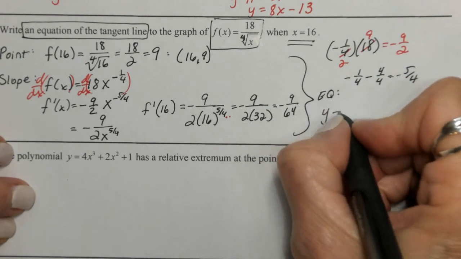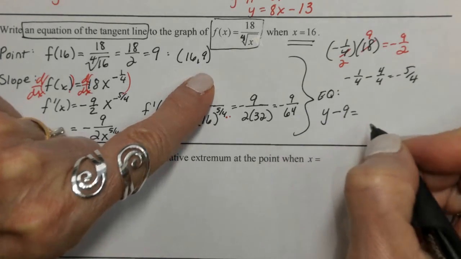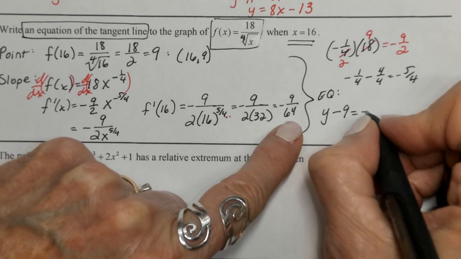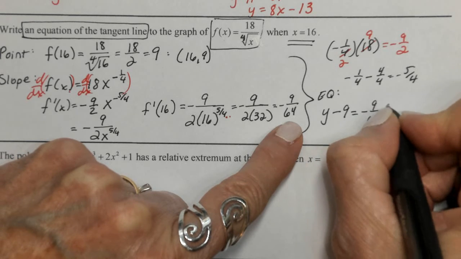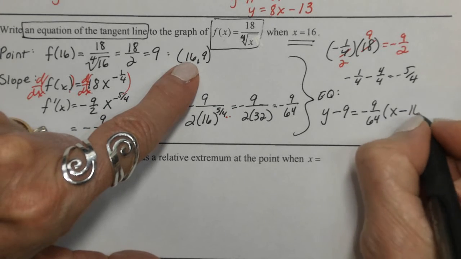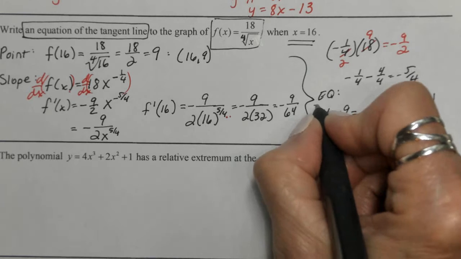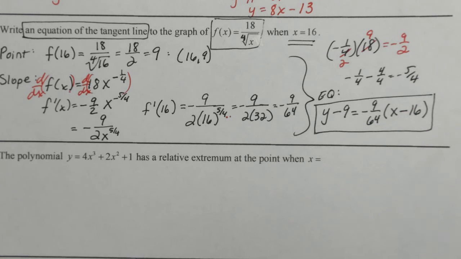So my equation will be y minus the y coordinate of our point is equal to the slope times x minus the x coordinate of my point. And that is the equation of the tangent line to this graph when x is 16.